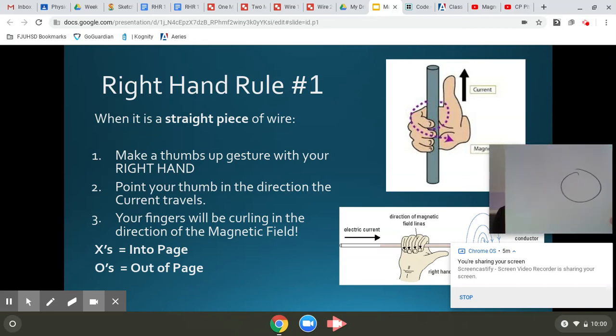this is my wire. And again, I'm looking at this from the perspective of it going either in or out of the screen. And let's say I tell you the current is traveling into the paper. Into the paper, I would illustrate that with which letter? X. And X would mean the current is traveling into the paper.